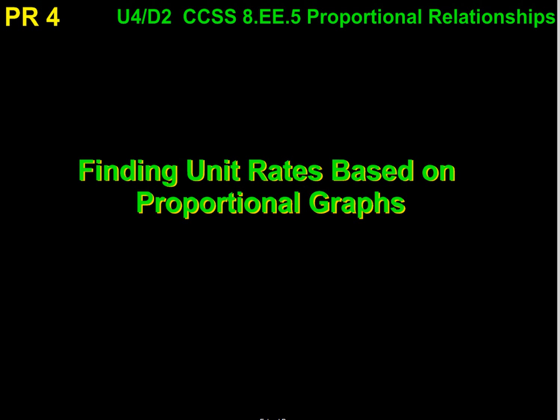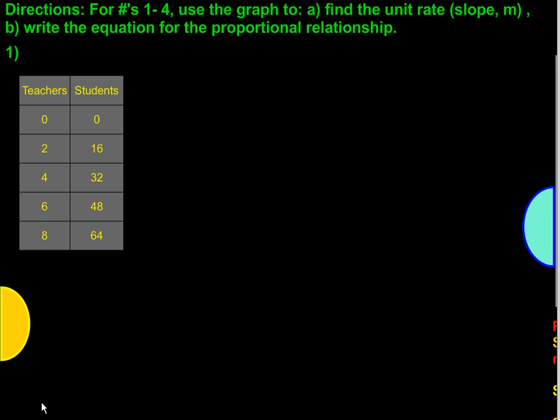Tonight's homework is PR4, Finding Unit Rates Based on Proportional Graphs. We'll start by taking a look at question number 1. For numbers 1 through 4, you're going to be using the graph and the table to find the unit rate, the slope, or m, and also to write an equation for the proportional relationship.